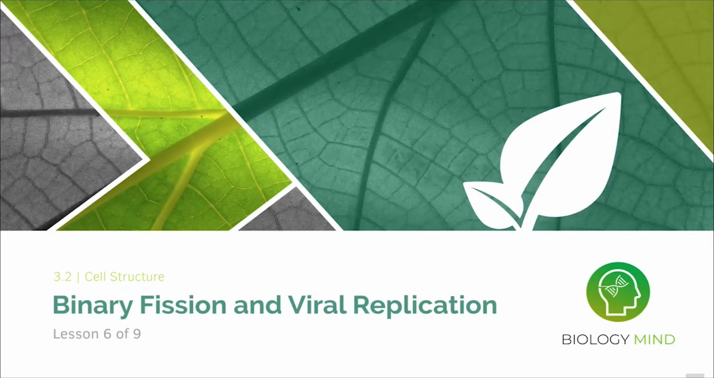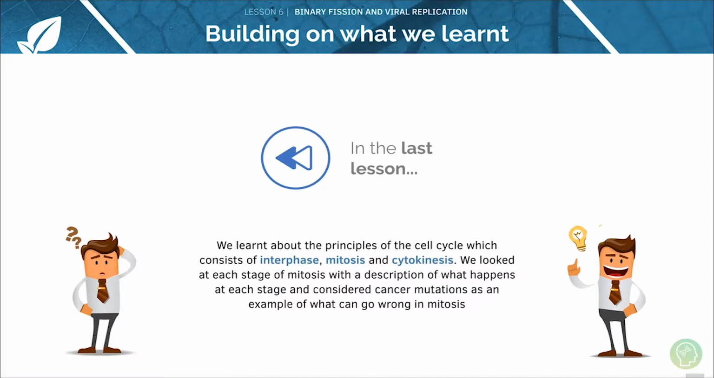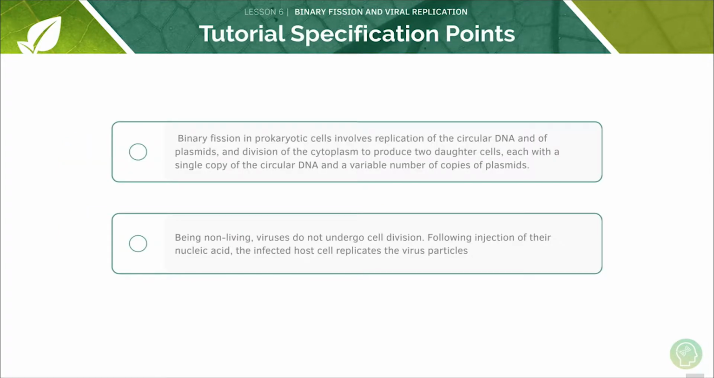Welcome to lesson 6 of 9 in this tutorial, covering binary fission and viral replication. This is the 6th video in our series of 9 lessons on the topic of cell structure. In the last lesson, we looked at the principles of the cell cycle. Here are the key learning objectives for today's lesson. First, we'll be looking at binary fission, and then we'll move on to viral replication. Here are the AQA learning objectives for today's lesson. Feel free to pause the video now and have a quick read through them before we begin.